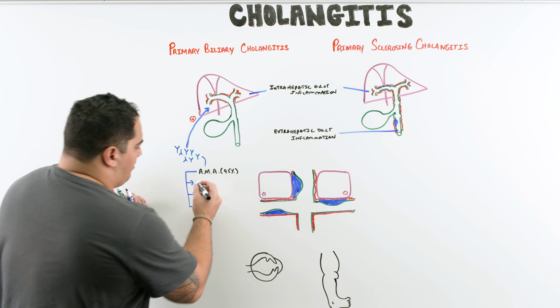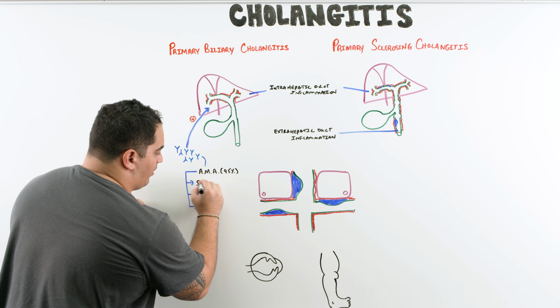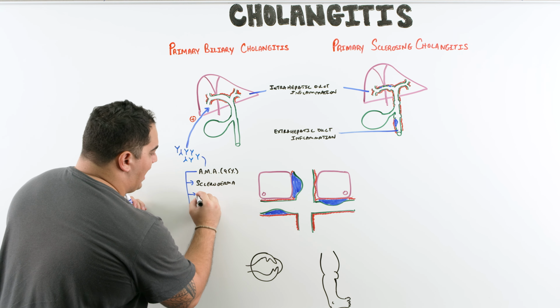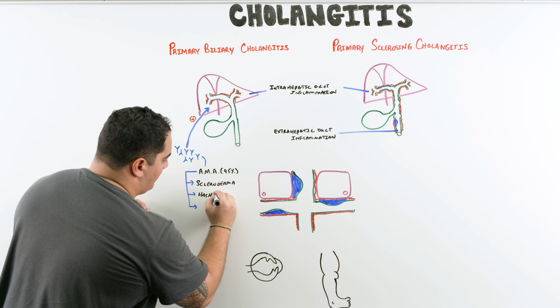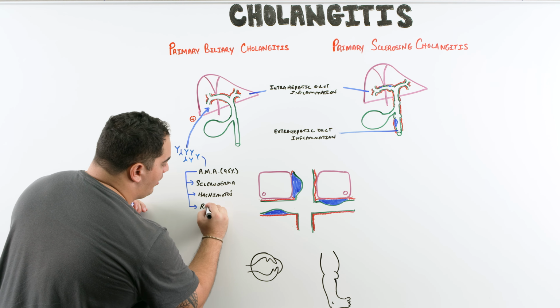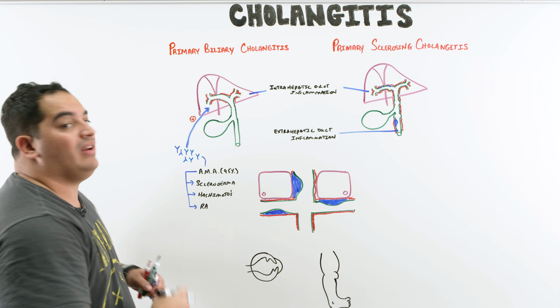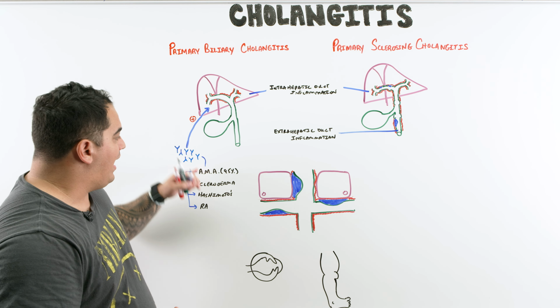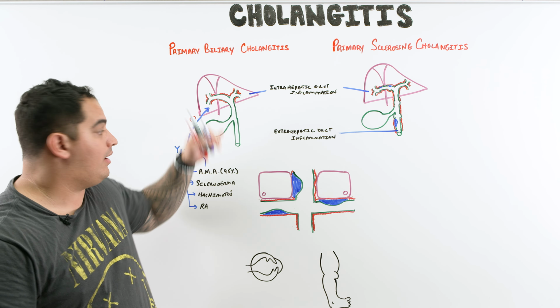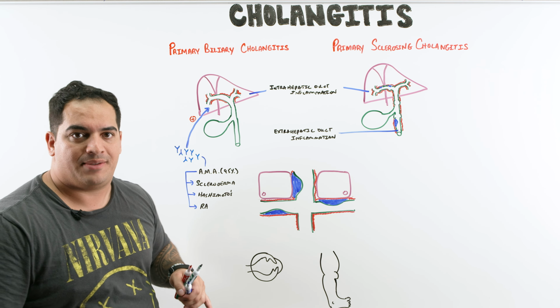So if a patient has something like systemic sclerosis, which we can kind of say is scleroderma, if they have something like Hashimoto's thyroiditis, if they have something like rheumatoid arthritis, things of autoimmune nature, they likely will have autoantibodies. And one of those autoantibodies that may be going and attacking the intrahepatic ducts is the anti-mitochondrial antibodies, okay?